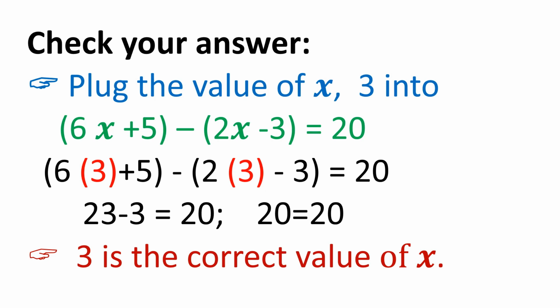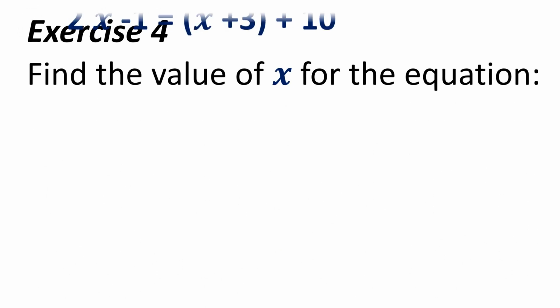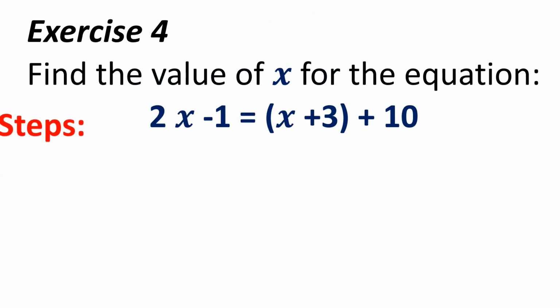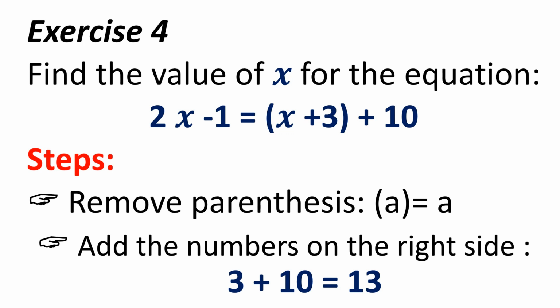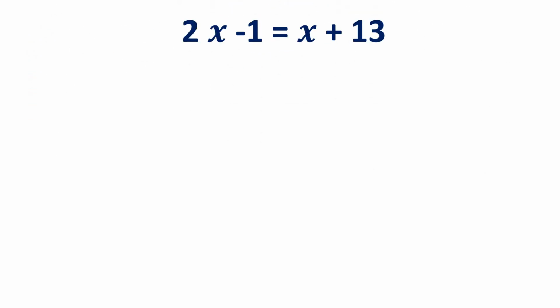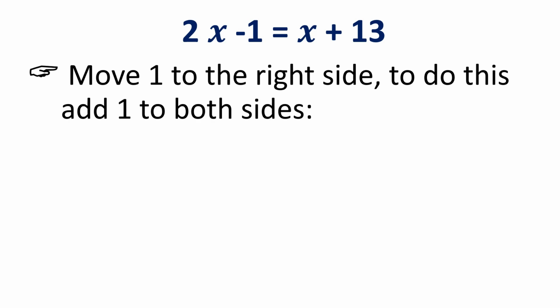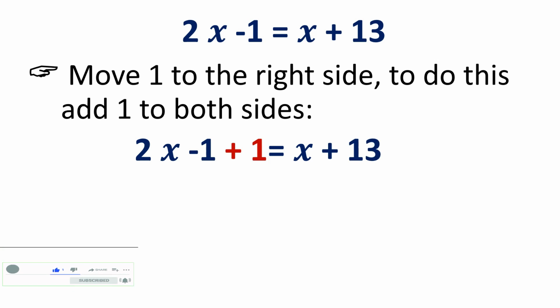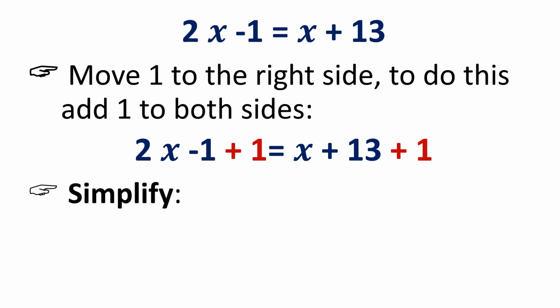Exercise 4. Find the value of x for the equation 2x minus 1 equals x plus 3, plus 10. Steps. Remove parentheses from the term x plus 3. Add the numbers, 3 plus 10 equals 13 on the right side. 2x minus 1 equals x plus 13. You have to move 1 to the right side to do this. Add 1 to both sides. 2x minus 1 plus 1 equals x plus 13 plus 1. Simplify, 2x equals x plus 14.